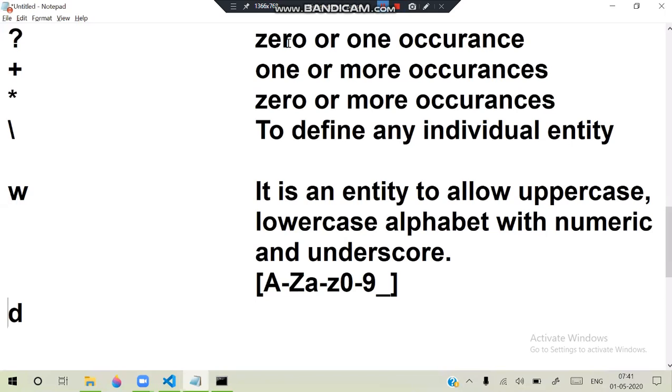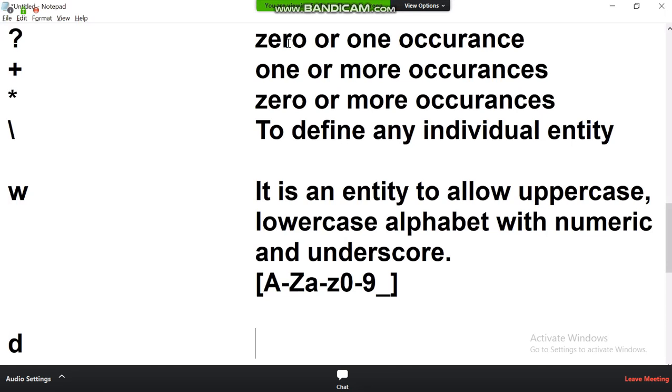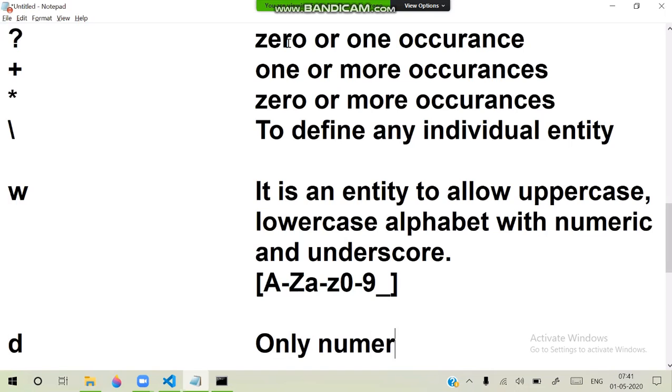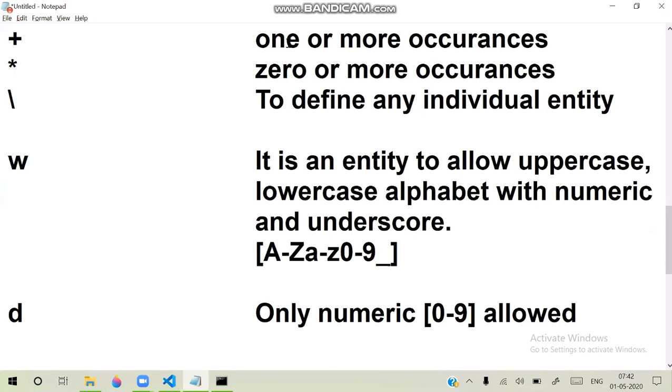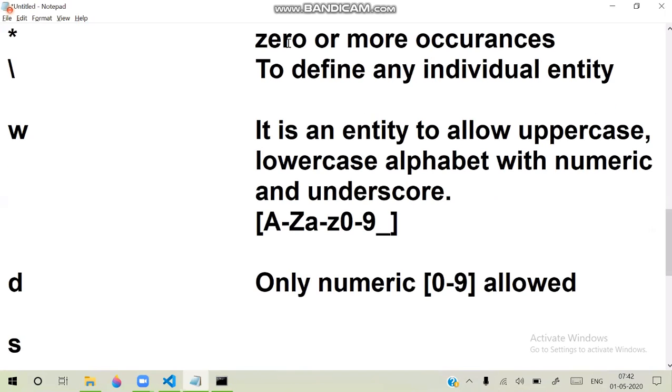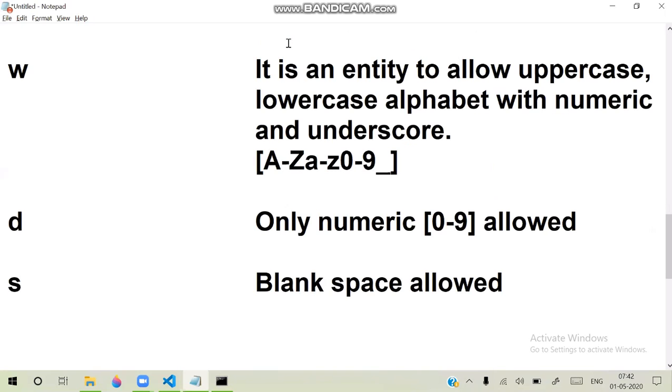This is to indicate only numeric, that means 0 to 9 allowed. Only numbers are allowed, nothing other than that. And S indicates blank space allowed. To allow a blank space, we use S.